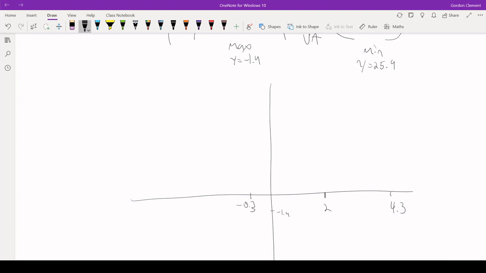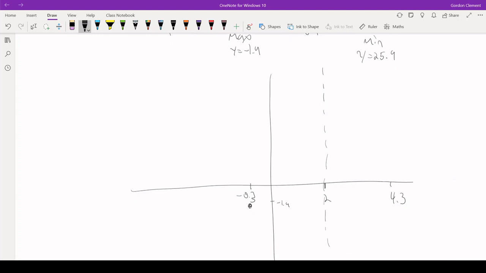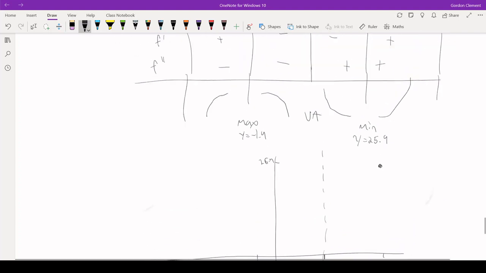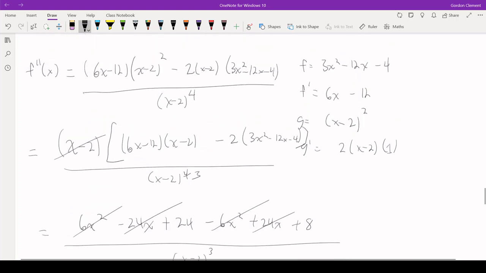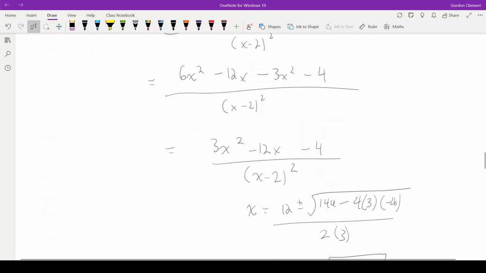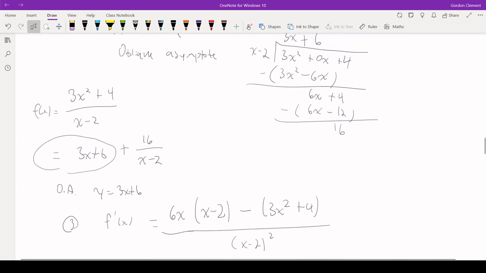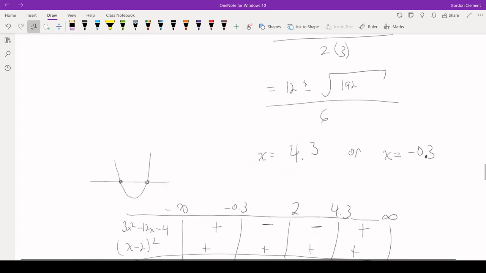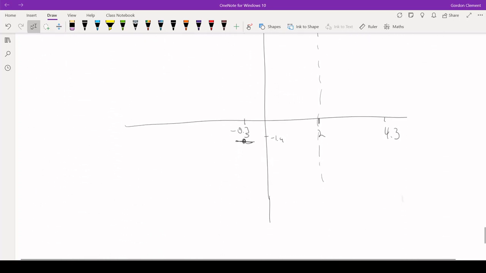This is going to be a negative 1.9. Dot there. Horizontal tangent. Way up here at 25.9. Another dot. What else do we have? We had no x-intercept, I believe. And my y-intercept is negative 2. Something like that.